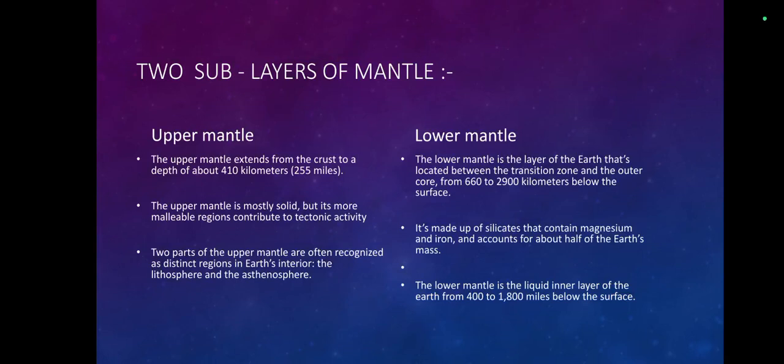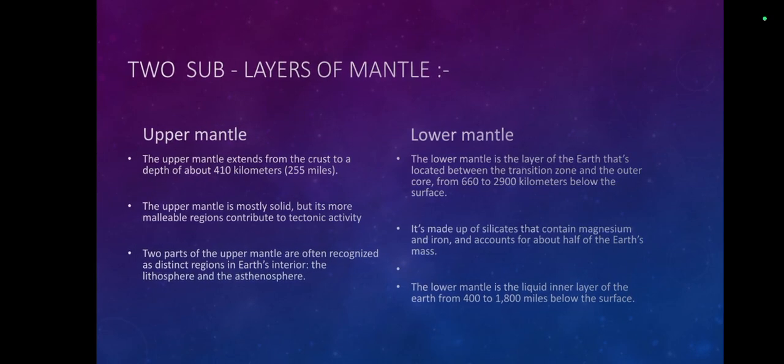Lower mantle. The lower mantle is the layer of the Earth that's located between the transition zone and the outer core, from 660 to 2900 kilometers below the surface. It's made up of silicates that contain magnesium and iron and accounts for about half of the Earth's mass. The lower mantle is the liquid inner layer of the Earth from 400 to 1800 miles below the surface.